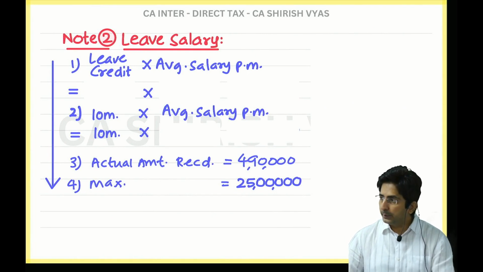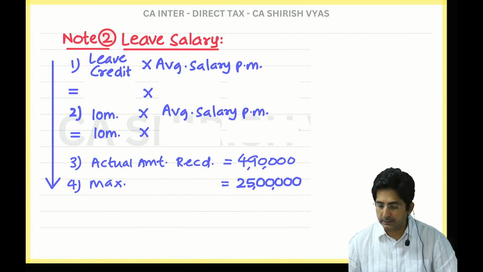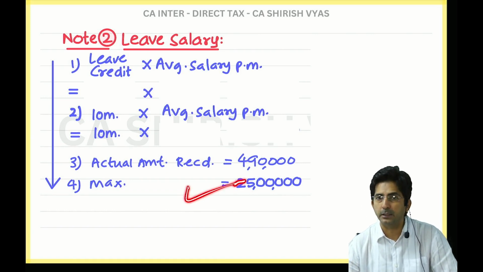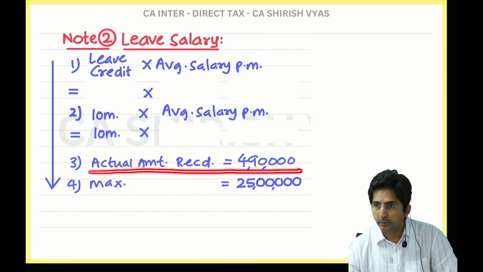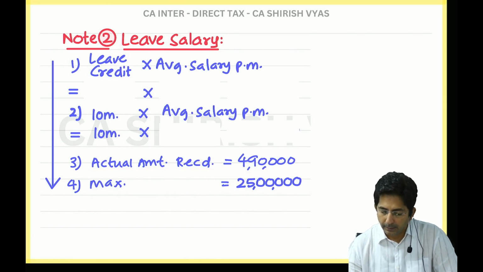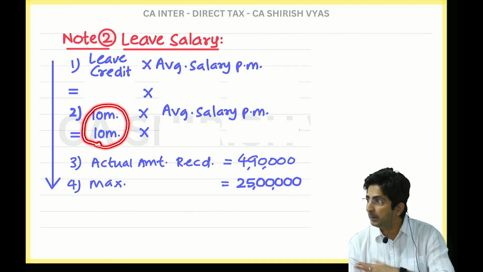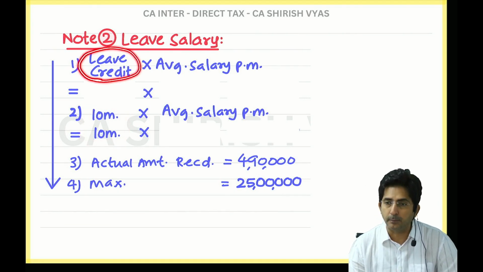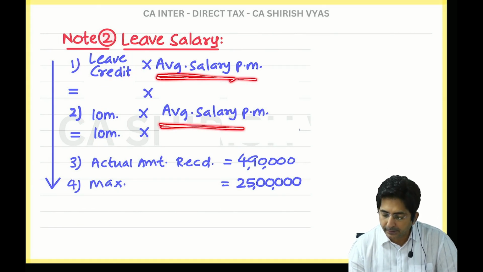See, as I have already shown you the formula, what is the formula for leave salary 1, 2, 3, 4, whichever is less. So let us check the simple things. 25 lakhs is a fixed amount. Then I am going reverse. Actual amount received 4,90,000. And in this second amount, 10 months is fixed. Logic of 10 months I will explain. And there is something called leave credit in the first amount. What is that I will explain. First let me finish average salary.